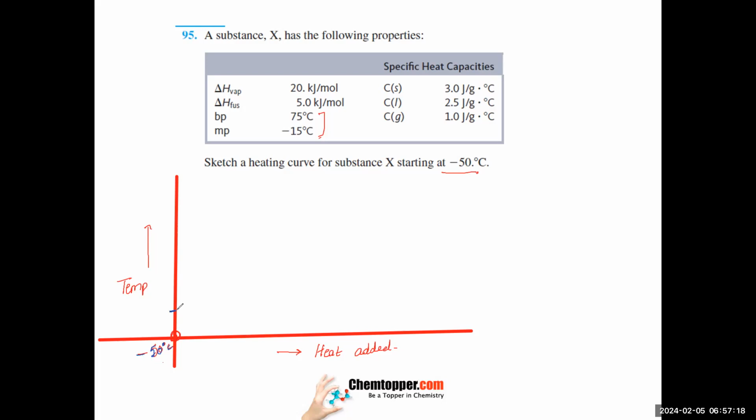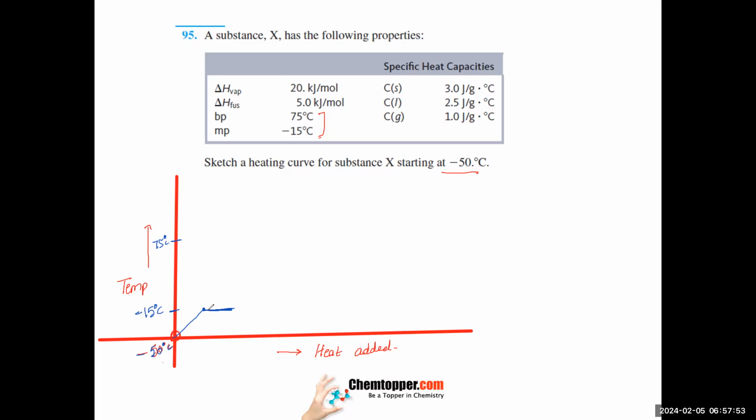50 degrees Celsius. This one is minus 15 degrees Celsius. Then let's say this is 75 degrees Celsius. And up to what temperature are they asking us to make? Okay, they didn't mention anything. So let's start with minus 50. So minus 50 to minus 15, there will be a rise in temperature, right? Like this. And then it will become flat like this because this is the melting.